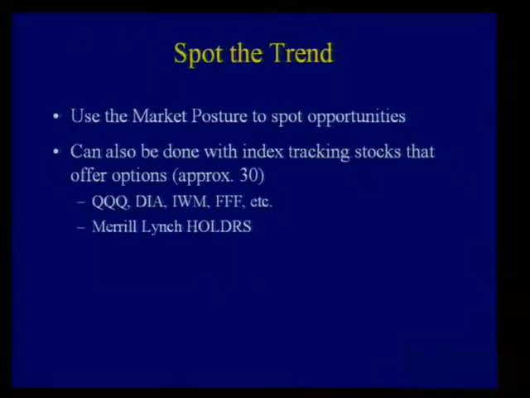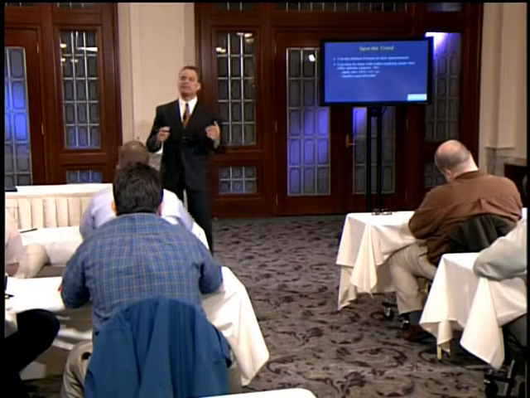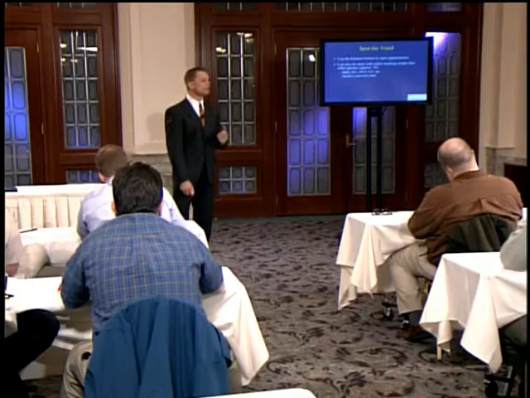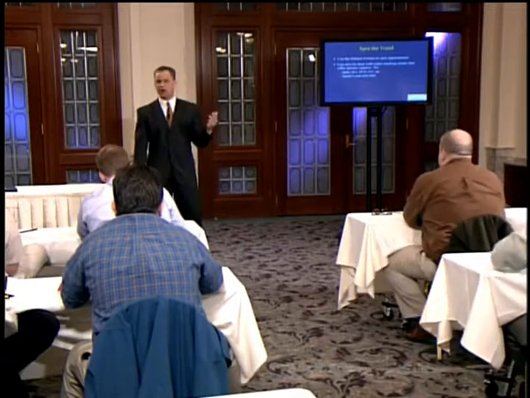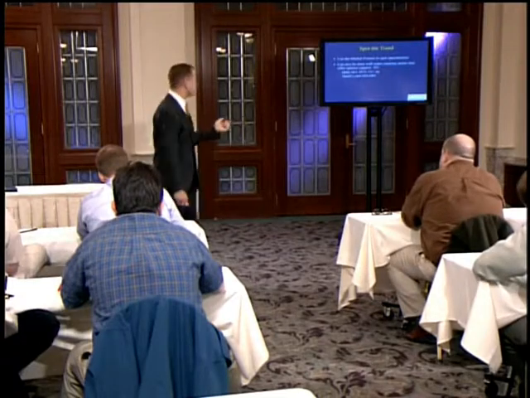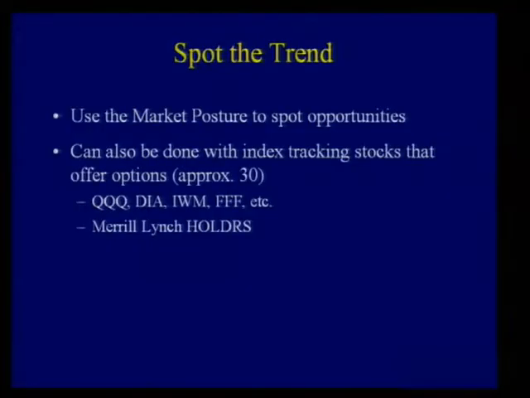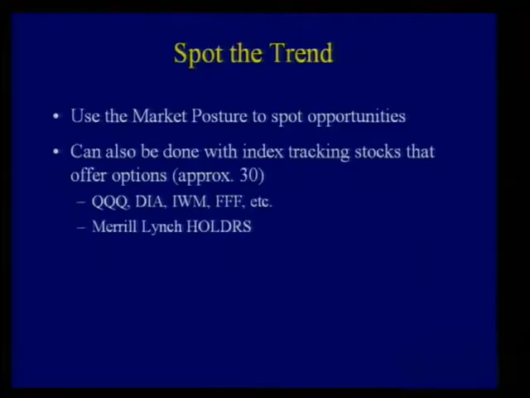Use the market posture to spot opportunities. So are we bullish or bearish on the overall market? Are we going to take a look at the VIX and the VXN? And also, what's your market forecast? Are you short-term bullish or short-term bearish? This can also be done with the index tracking stocks that offer options. There's about 30. The QQQs, called the triple Qs, or the cubes, that's C-U-B-E-S. DIA, called the diamonds, et cetera. There's several of these. Merrill Lynch Holders.